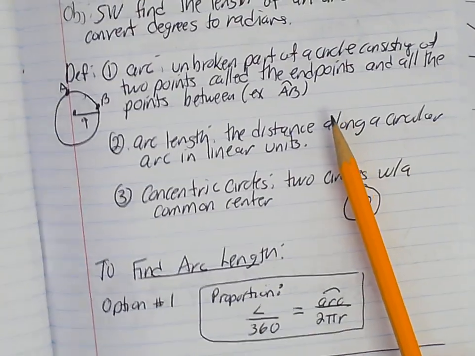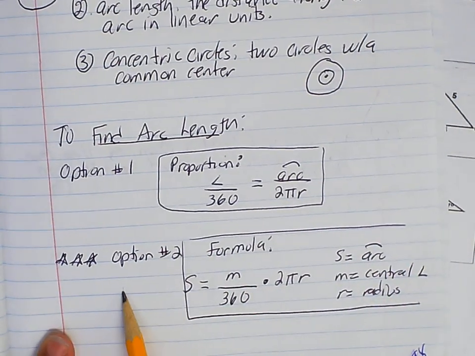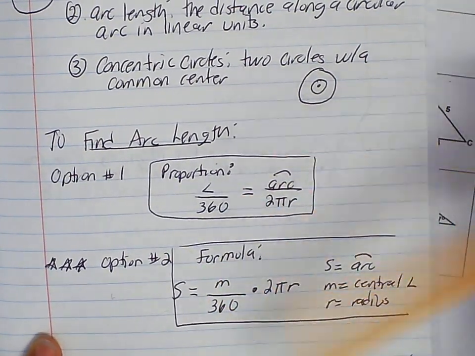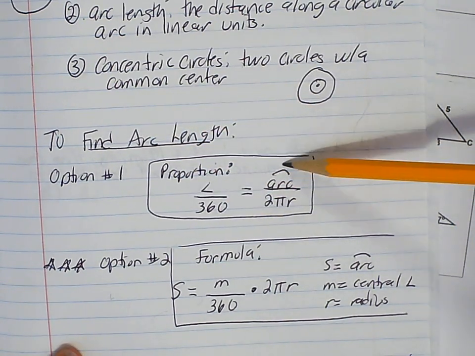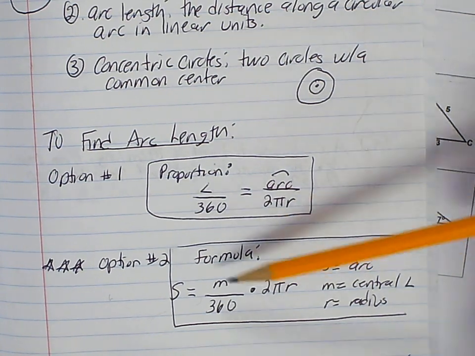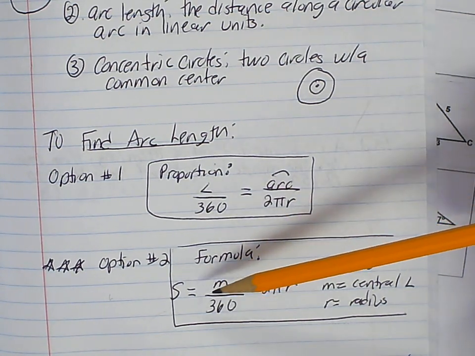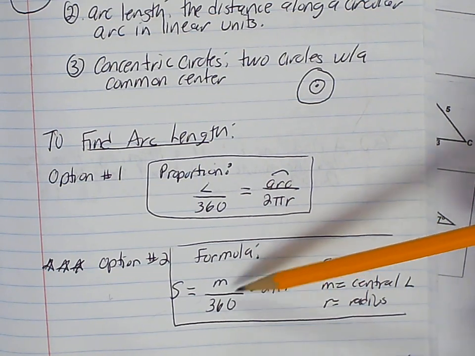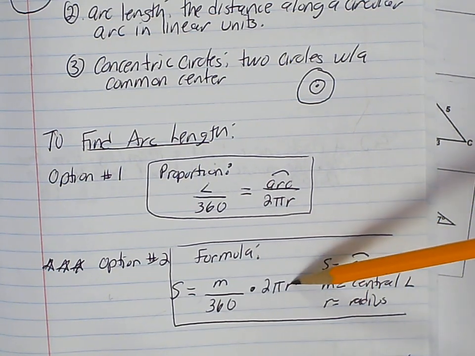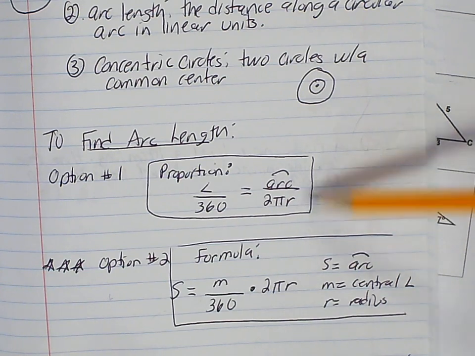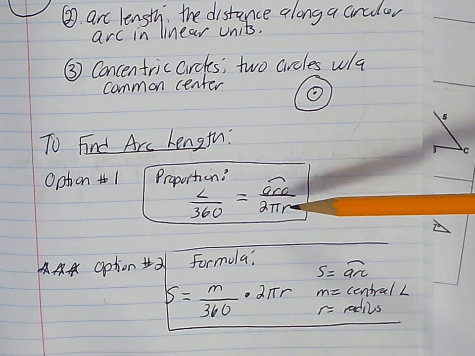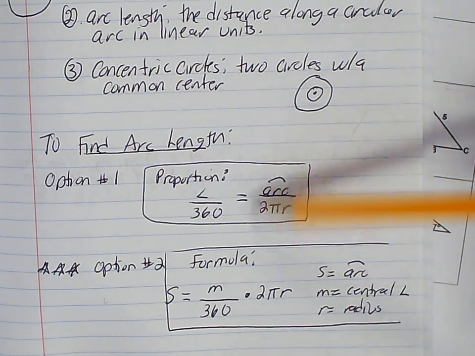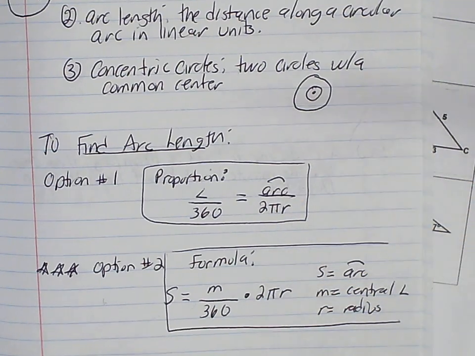This is the equation you're going to need. We're normally going to use the one on the bottom, but you do want to write both of these down to find the arc length. You can do the proportion: the angle over 360 equals the arc over 2 pi r. The one that I'm normally going to use is the center angle over 360 times 2 pi r, where r is your radius. Again, pause the video as much as you need and copy these into your journal. This is the one that we're going to use most of the time.